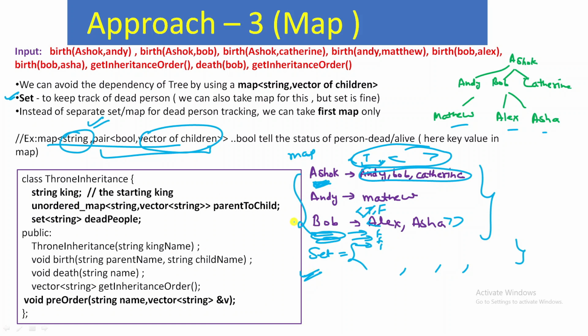So here we will not have any other class other than the throne inheritance. We will only have this class. The node class we have now removed. And these are the APIs, the same APIs as we were using previously. So let's see some of the implementation of this.